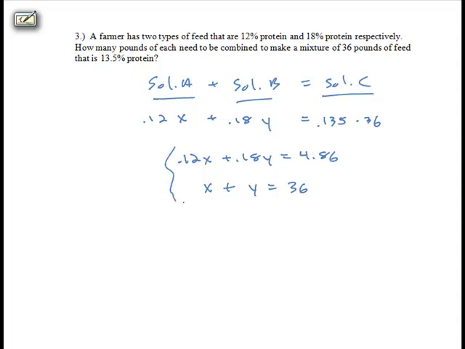So now we have a system of two linear equations, which you can go ahead and solve using whichever method you prefer. We've done a number of these. X will work out to be 27. Y will work out to be 9. Include your unit, pounds. It makes sure you understand which is which. X was the amount of the 12% mixture, 9 pounds of the 18%.